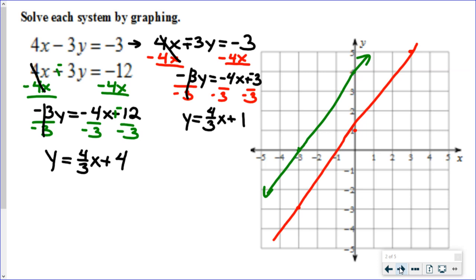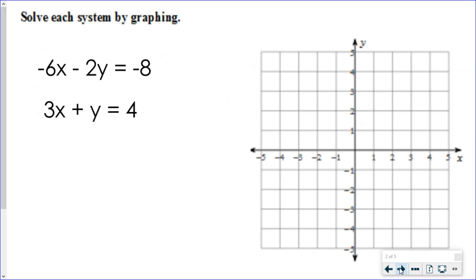Now, here's what I want you to notice. Are they crossing? No. Look at their slopes. They have the same slope. So even though one is starting at a y-intercept of 1 and the other one's at 4, they're rising and running at the same rate, which means they will never, ever cross, which means my solution is actually no solution. Think about that. They're never going to cross.